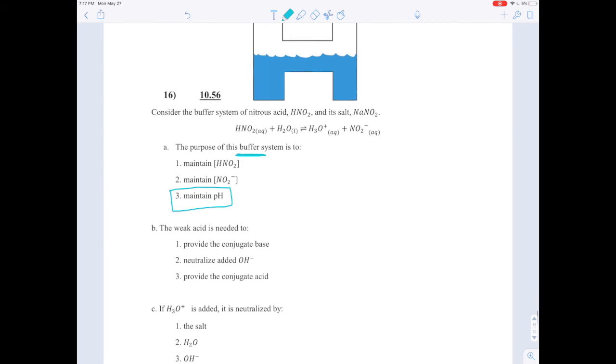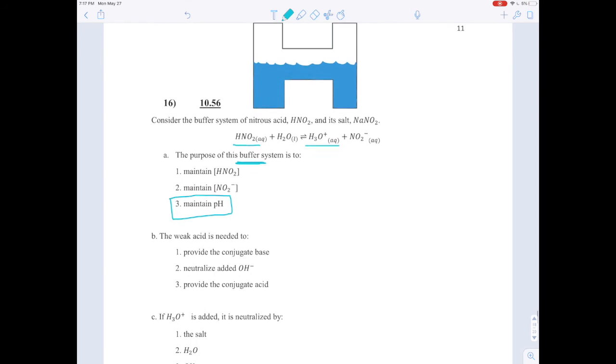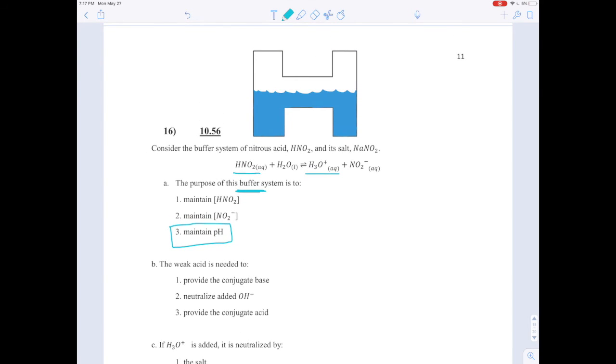B, it says the weak acid is needed for what? So the weak acid would be, you have a couple weak acids here. You have HNO2 and you have H3O+. The weak acid that they are probably referring to is the nitrous acid, because that's what's given in the prompt before the equation. So they say the weak acid is needed to. One thing an acid can do is neutralize base. Now it doesn't provide the conjugate base.